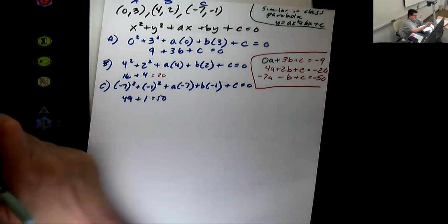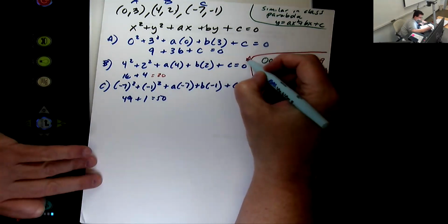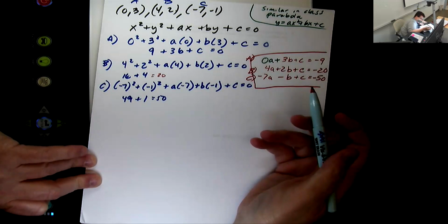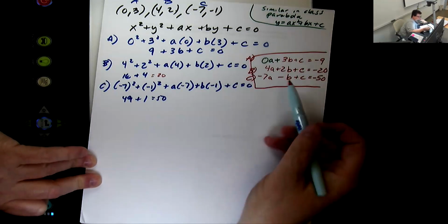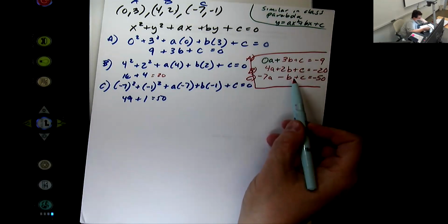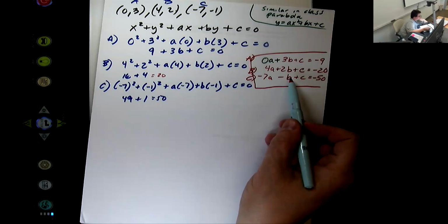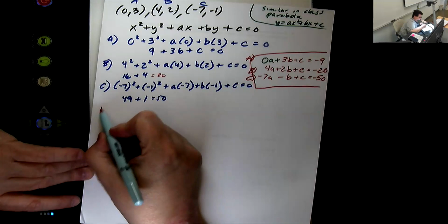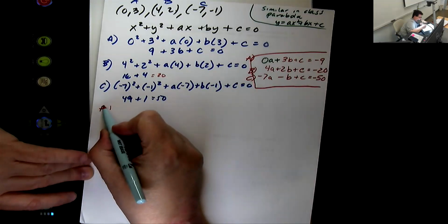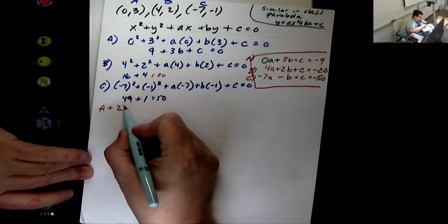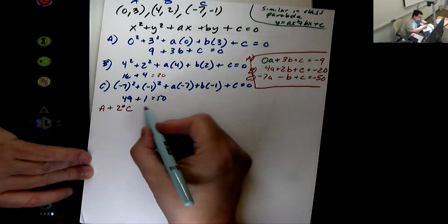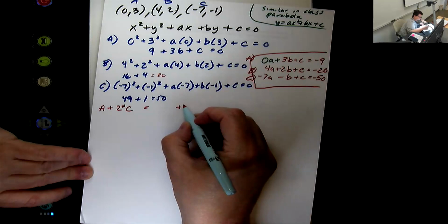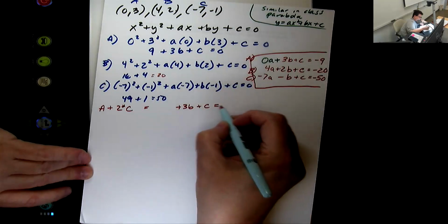So this will be our equation A and our equation B and our equation C. Having a negative b there makes it so I can eliminate b pretty easy on all of them. If I do a plus 2 times c, I'll have 3b plus c equals negative 9.